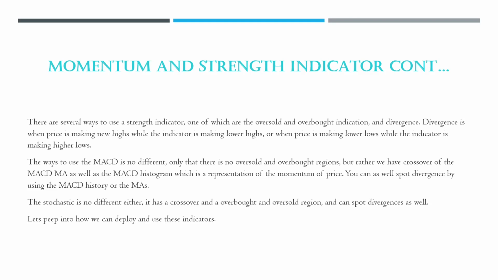You can as well spot divergence by using the MACD histogram. I made a mistake by writing history here. It should be MACD histogram or the MAs. I will show you how to do this. The stochastic is no different either. It has a crossover and an overbought and oversold region, and can spot divergences as well. So let's go back to our charts and spot how we can deploy the RSI, the MACD, and the stochastics, and now we can use both or all three of them.